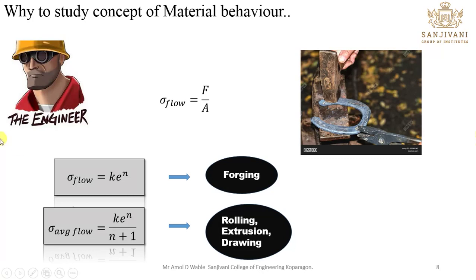So in numericals or in analysis, remember this concept, as we require it further as well. Whenever you are solving numericals related to forging, you have to use the flow stress as Kε^n, and whenever you are solving numericals related to rolling, extrusion and drawing, you have to use the average flow stress as Kε^n divided by n plus 1.